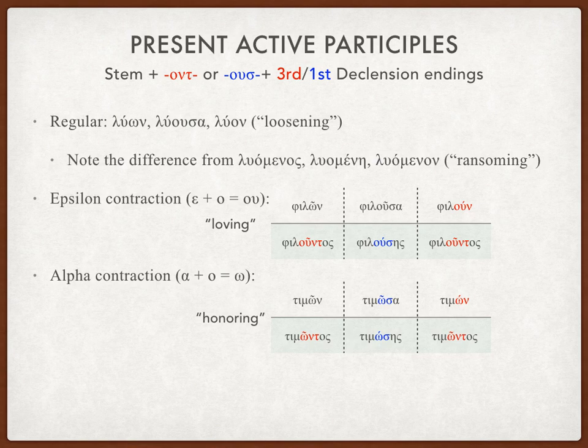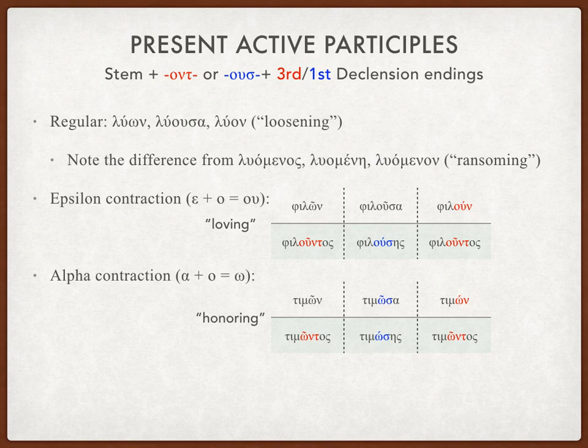In the genitive, take a look at how this changes. Instead of timaontos, you get timontos. Alpha and omicron have contracted to omega. Instead of timauses, you get timoses. That alpha with the O sound contracts to omega. Timoses, of the honoring woman, and timontos in the genitive.